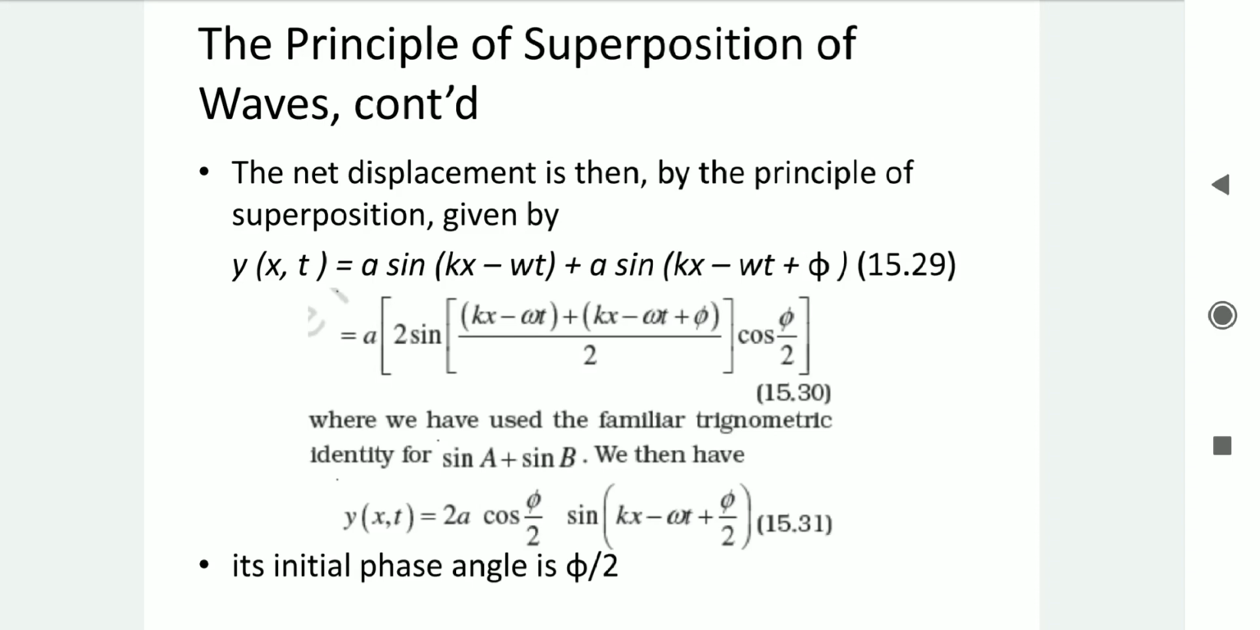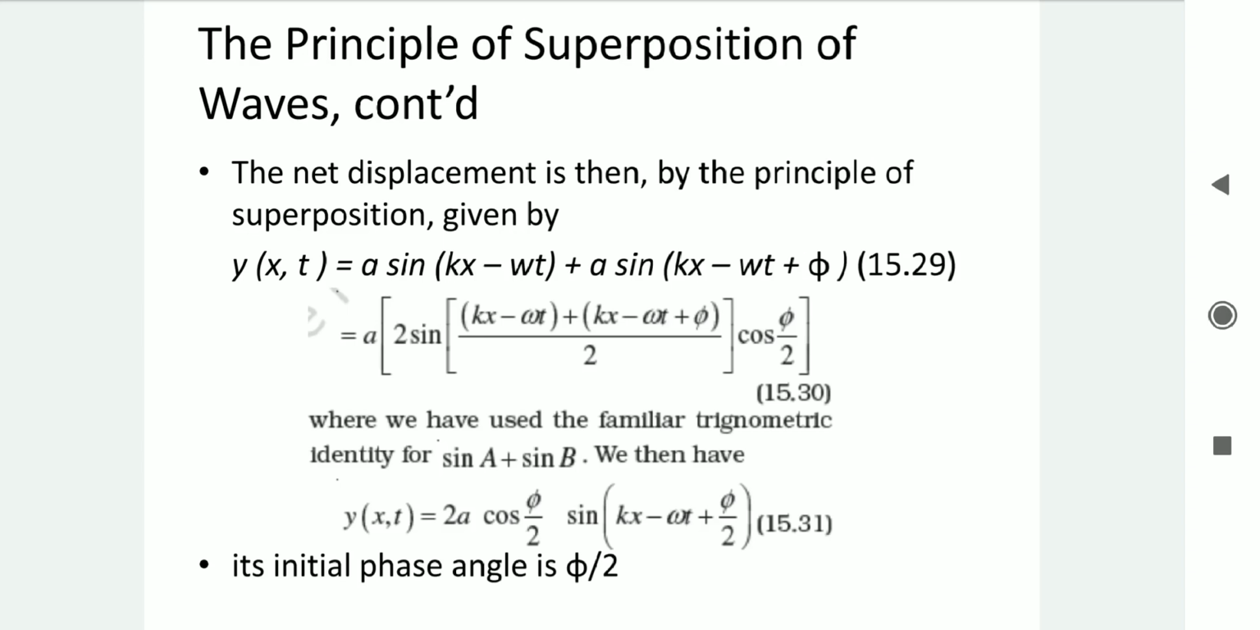By representing that value, we get y(x,t) equal to twice a cos(phi by 2) into sin(kx minus omega t plus phi by 2), with the initial phase being phi by 2. Its amplitude is a function of the phase difference phi between the two constituent waves, that is, A(phi) equal to twice a cos(phi by 2) gives the amplitude.